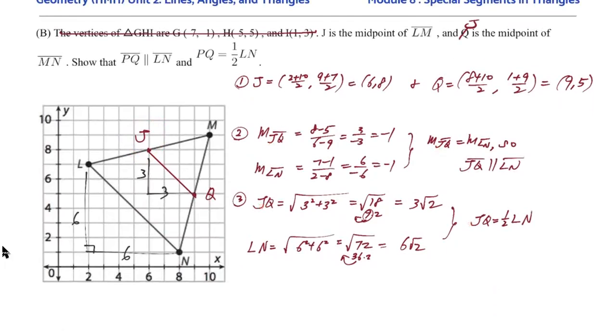So what I did over here, first of all, I gotta find points J and Q, right? So that's 6, 8, and 9, 5. And the slope over here, you could go through the calculation, but what you should really do is just count as well. 1, 2, 3, 1, 2, 3, right? So that's -1. And you could see the same thing here, just -6, 6, so they're both -1, so they're parallel. And visually you could tell that they're the same, right?